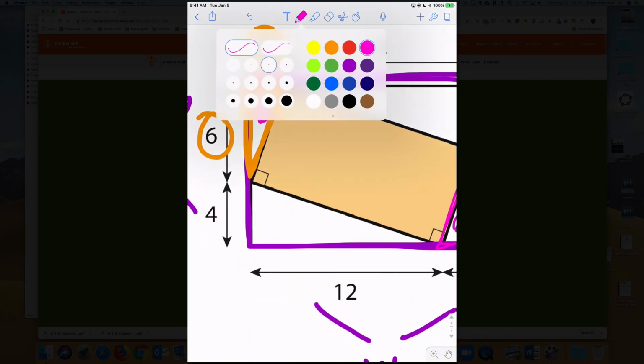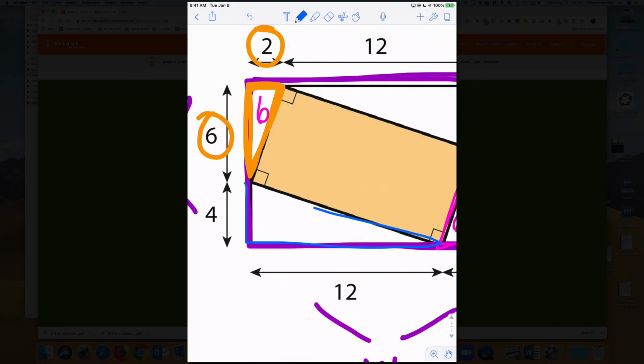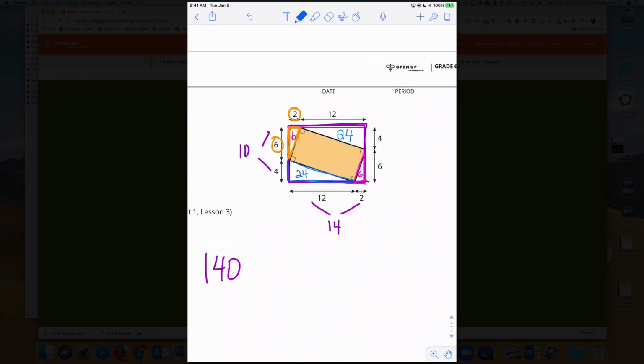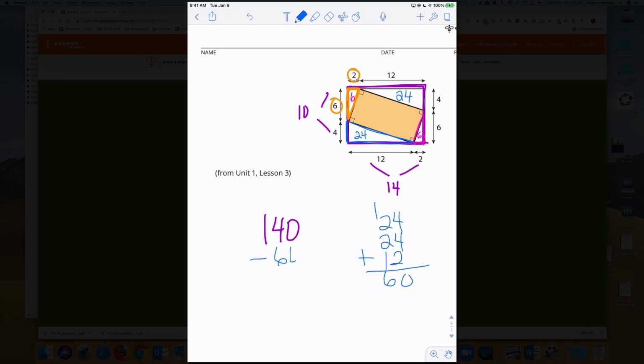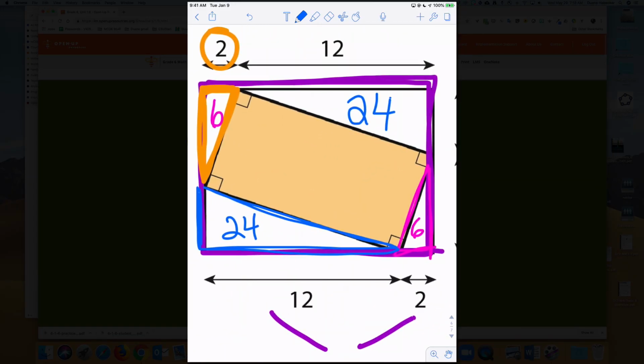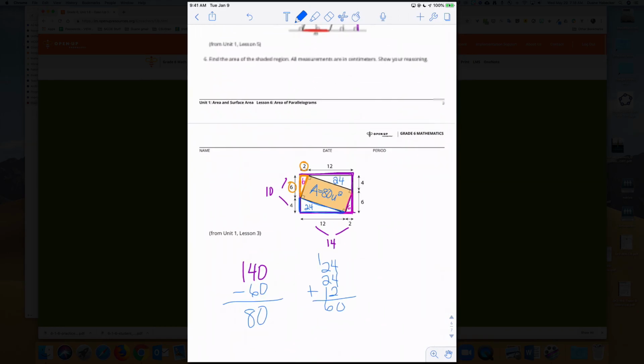Using basically the same kind of math, we see this triangle right here has a base of 12 and a height of 4. So 12 times 4 is 48. Divided by 2 is 24. So that has an area of 24. This has an area of 24. So we could take those 24s and the 2 6s, which is 12, and add them together. You get 60. So we're going to subtract from the 140, and we get 80. So that tells us that the area of this orange rectangle is 80 square units.